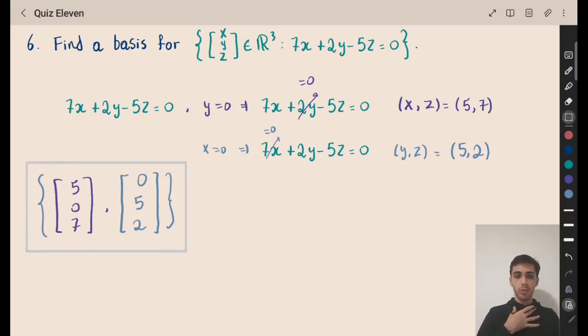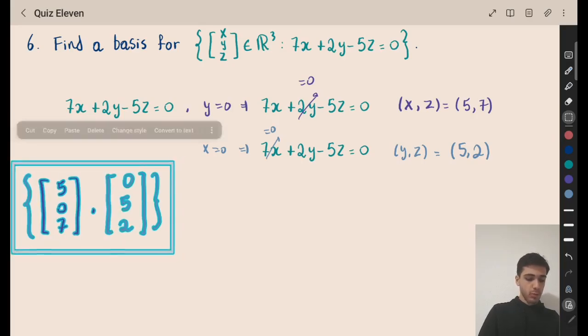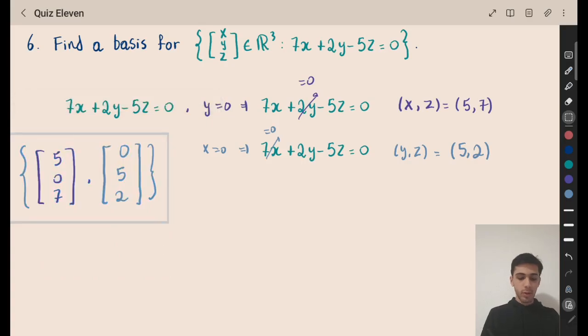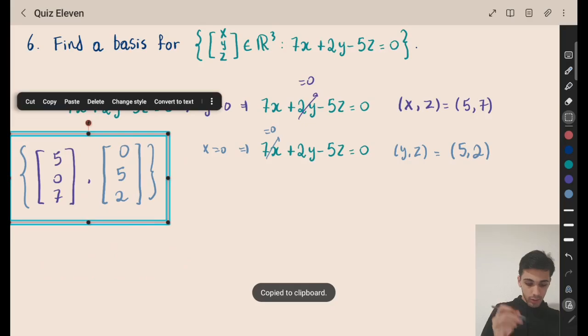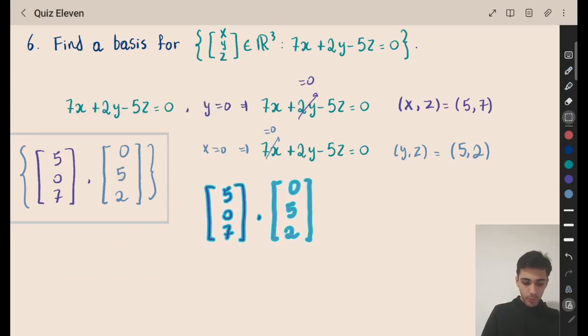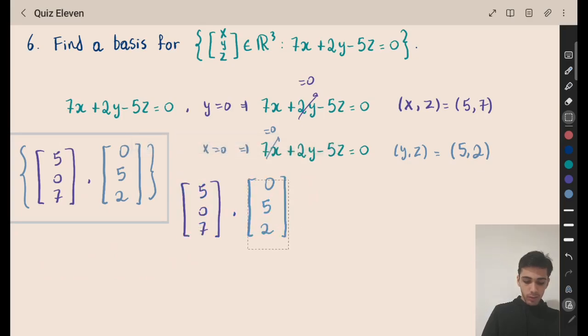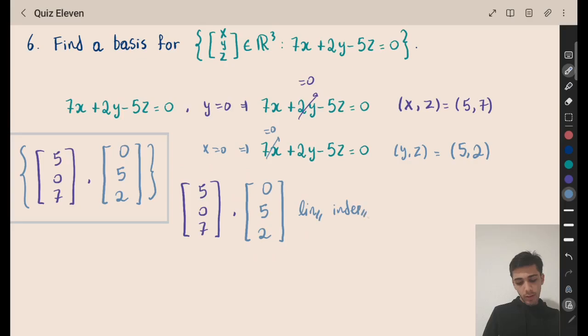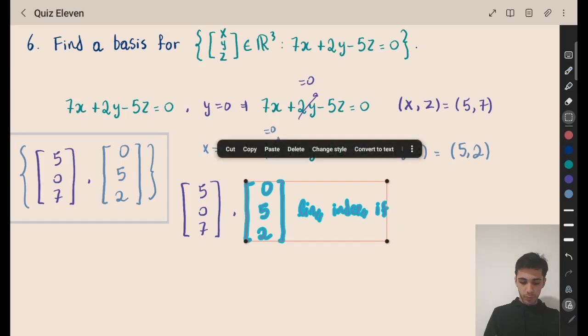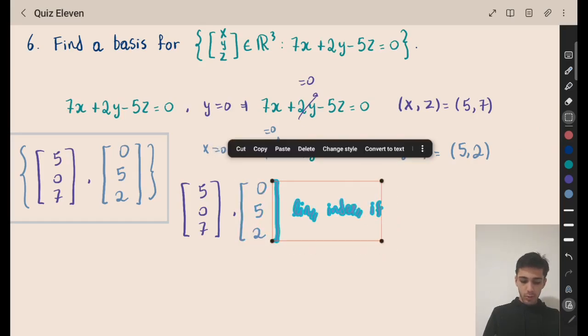But this is just for me, because I'm a bit paranoid when it comes to linearly independent vectors. So I need to double check this, and I'll try to do it quickly. So these two vectors are linearly independent if this very specific statement is true about them.